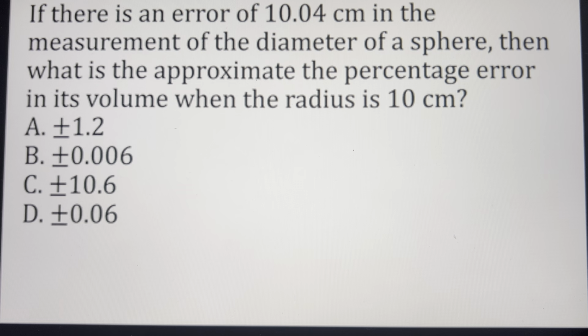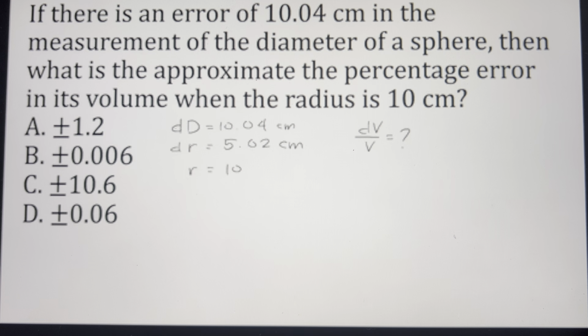If there is an error of 0.04 centimeter in the measurement of the diameter, then what is the approximate percent error in its volume when radius is 10? So the error in diameter is 0.04 cm. So let's say the error in radius will be half of that. So that will be 0.02 cm. We want to find the percent error in the volume. So that will be dV over V when radius is equal to 10.